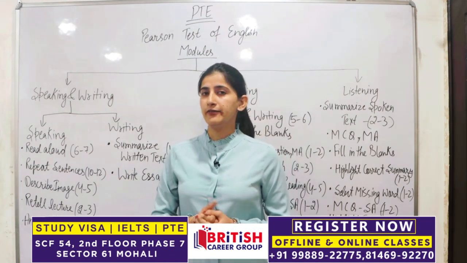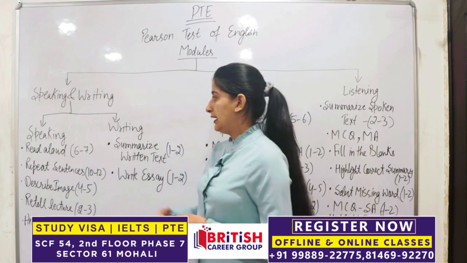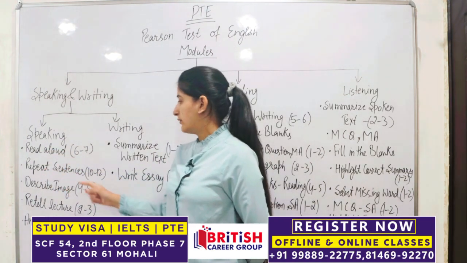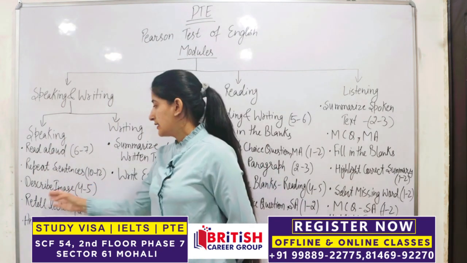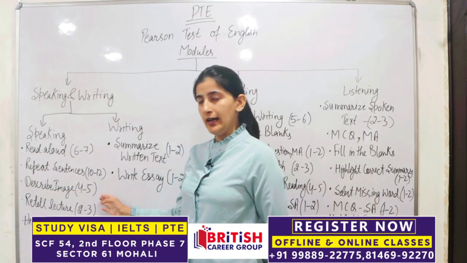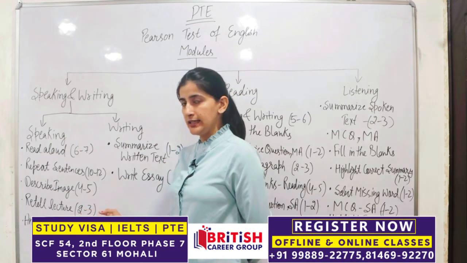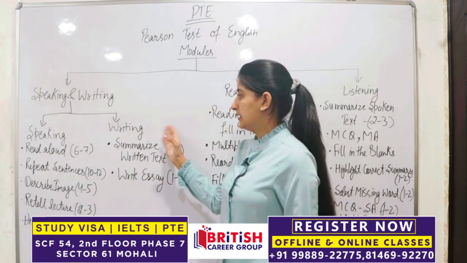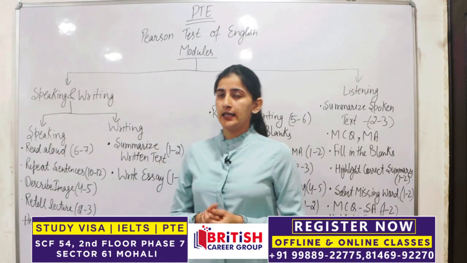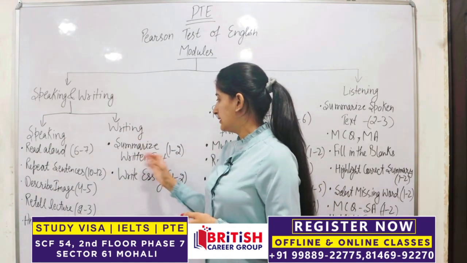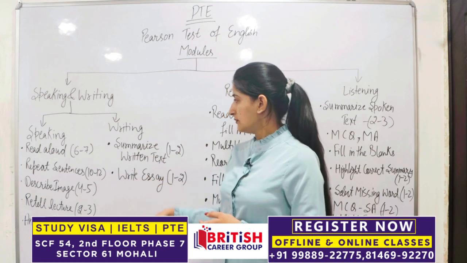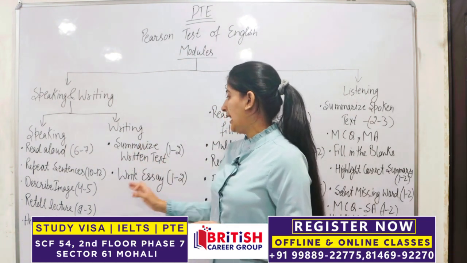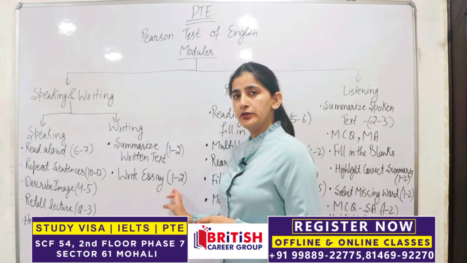Number of questions in final exam will vary, like read aloud will be 6 to 7, in repeat sentences from 10 to 12, describe image 4 to 5, retell lecture from 2 to 3, answer short question from 4 to 5. So next is writing. There will be only 2 parts in writing session: summarize written text and write essay. The questions will vary in summarize written text from 1 to 2 and in write essay from 1 to 2.